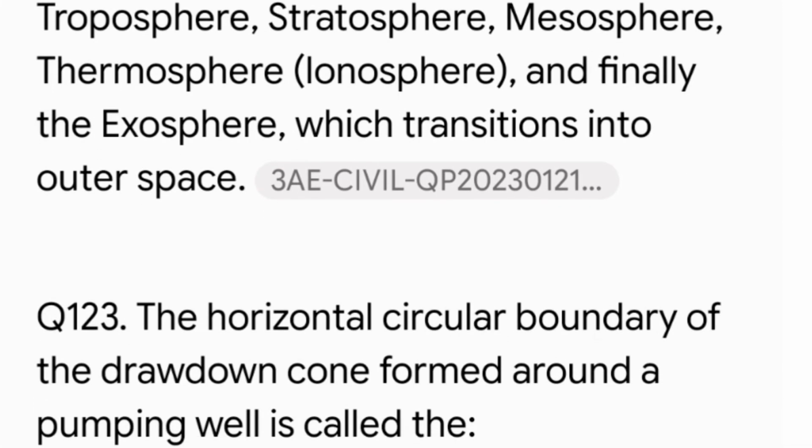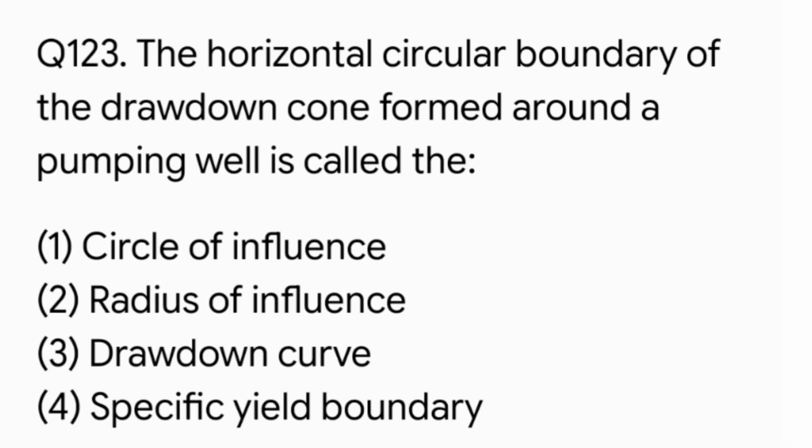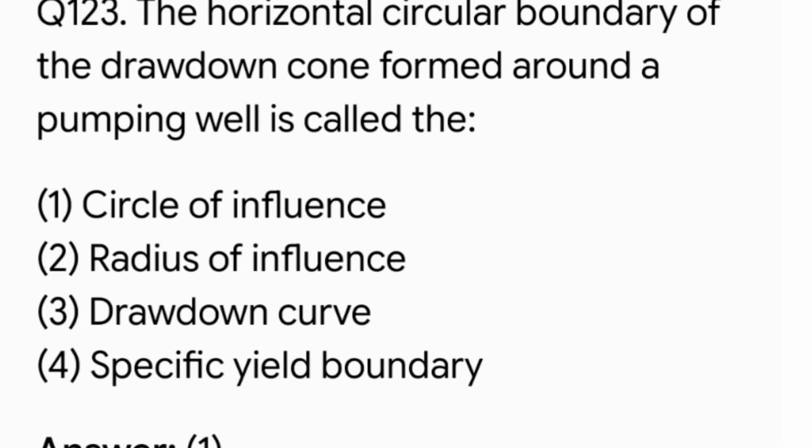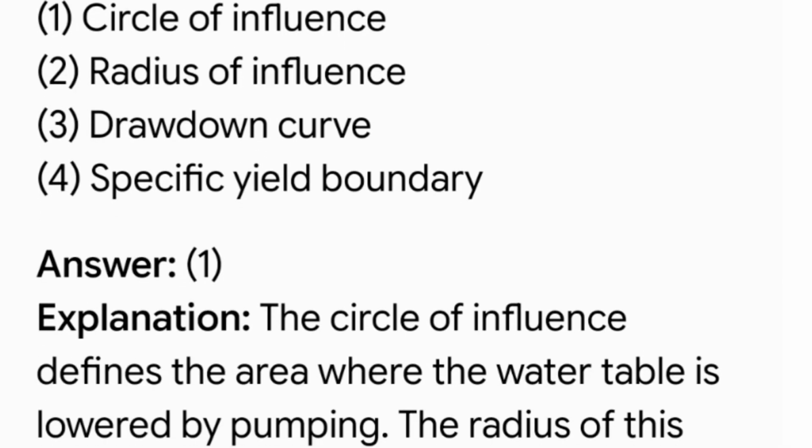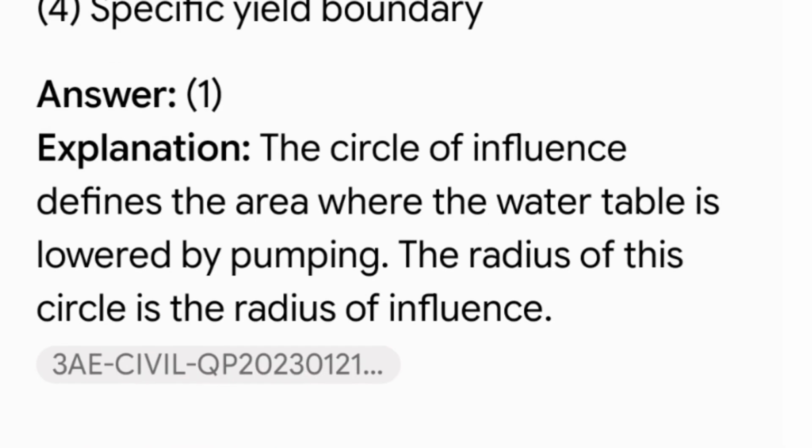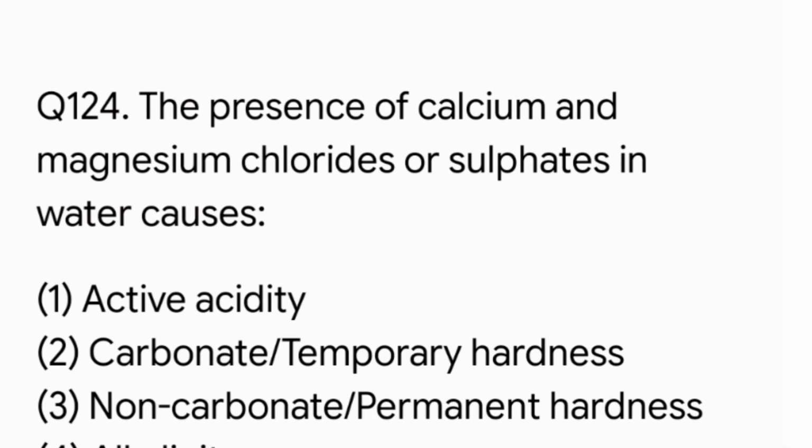Next question. The horizontal circular boundary of a drawdown cone formed around a pumping well is called. Correct answer option 1, circle of influence. Next question. The presence of calcium and magnesium chlorides or sulfates in water causes. Correct answer option 3, non-carbonate permanent hardness.